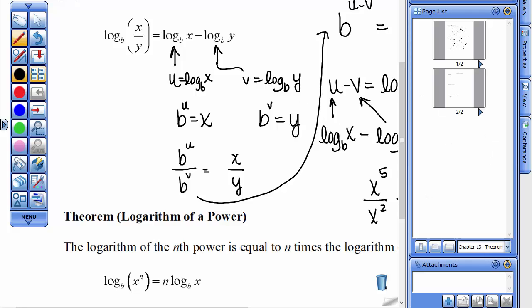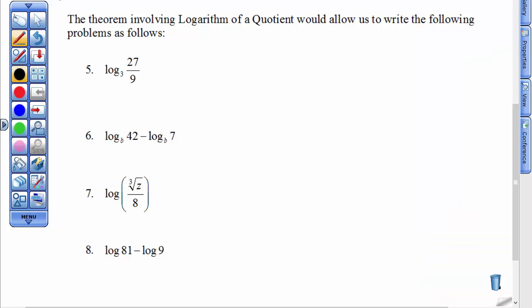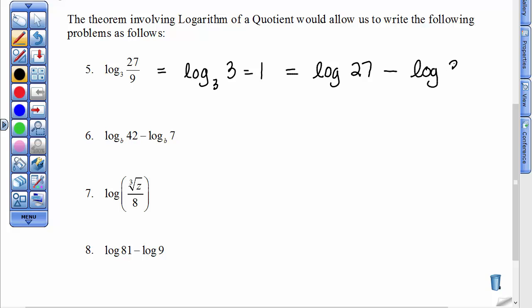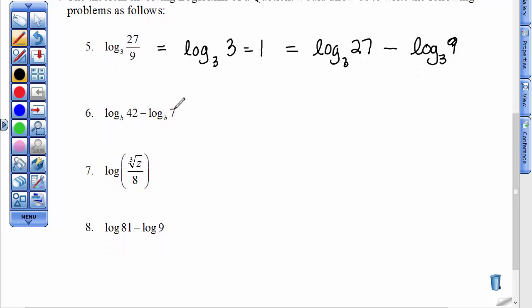So finally, let's go back to this worksheet. And this says, use the logarithm of quotients to write this. You know, the log of 27 divided by 9, I want you to know 27 divided by 9 is 3. And the log of 3, where the base is 3, is equal to 1. But what we're trying to get you to write here is the log of 27 minus the log of 9, where the base is 3. The log of 27 minus the log of 9. We're just trying to get you to use the theorem of quotients.